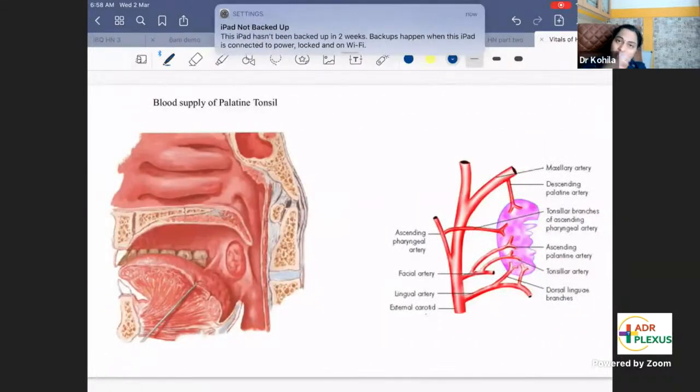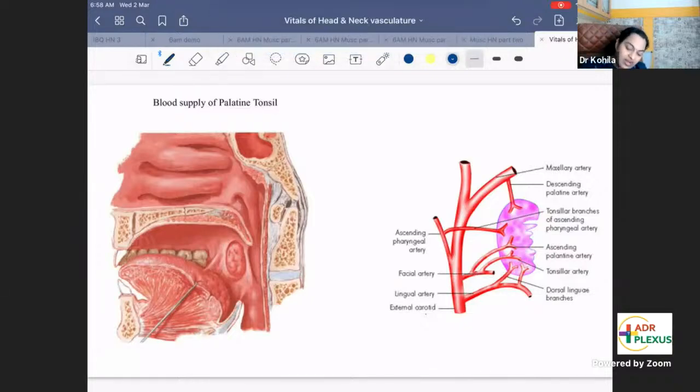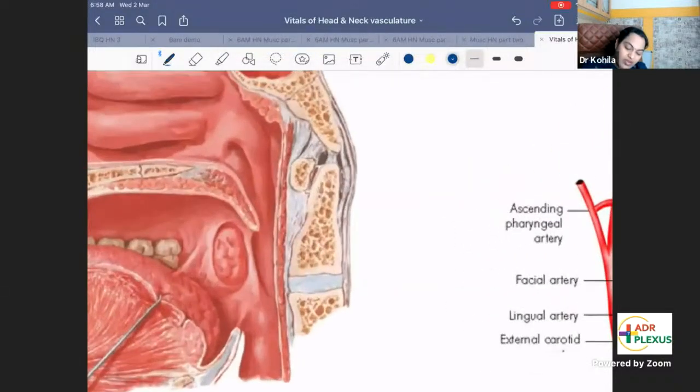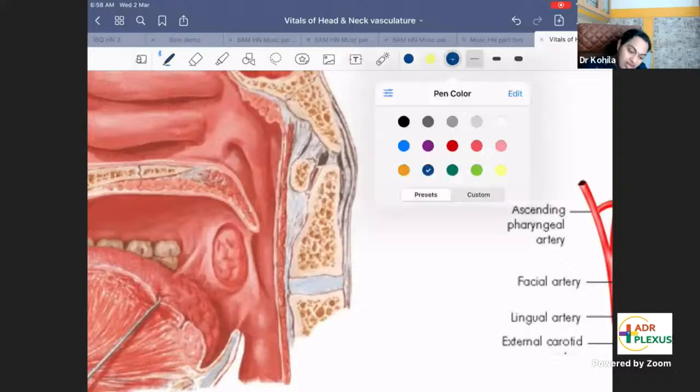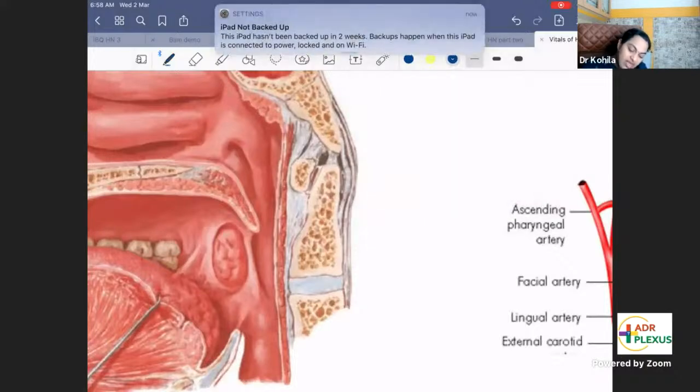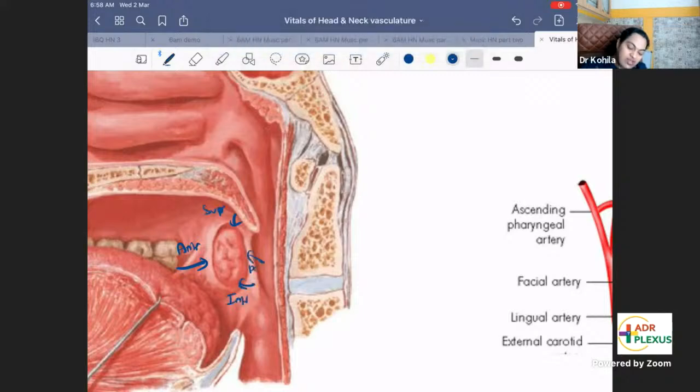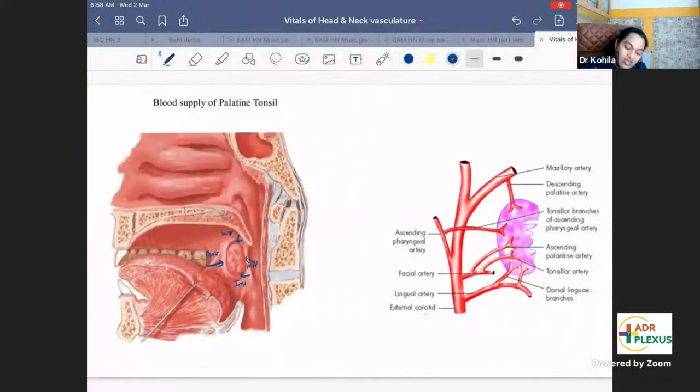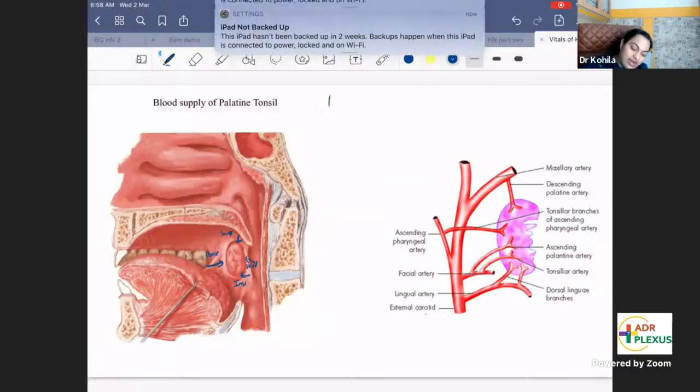Palatine tonsil, again, a lot of questions I told you centered around the palatine tonsil. The blood supply, you can see the palatine tonsil here. I'll take a blue color so it must be visible. It has an anterior tonsillar branch, a superior tonsillar branch, an inferior tonsillar branch, and a posterior tonsillar branch. The anterior tonsillar branch comes from the lingual artery.